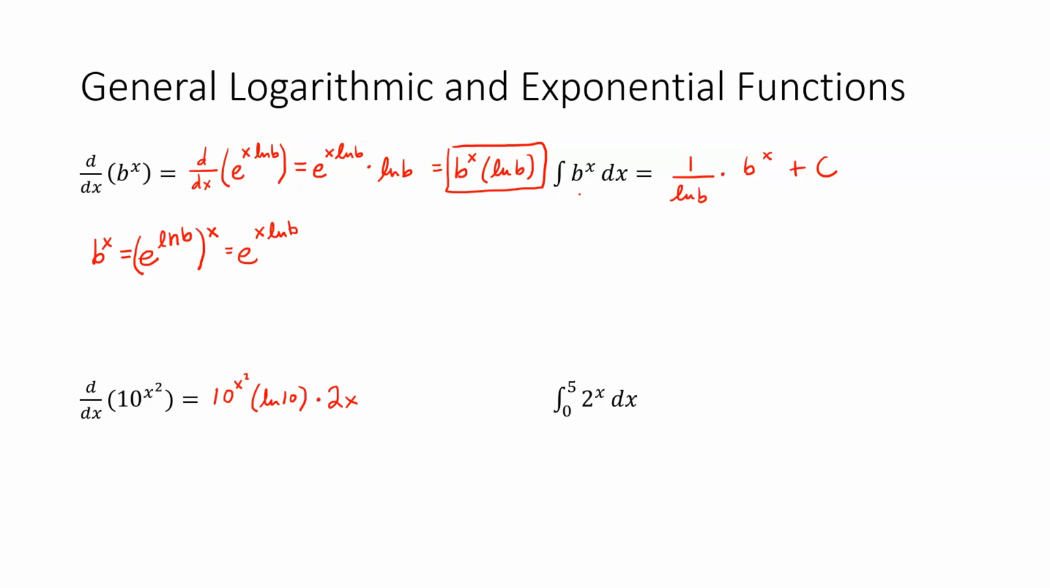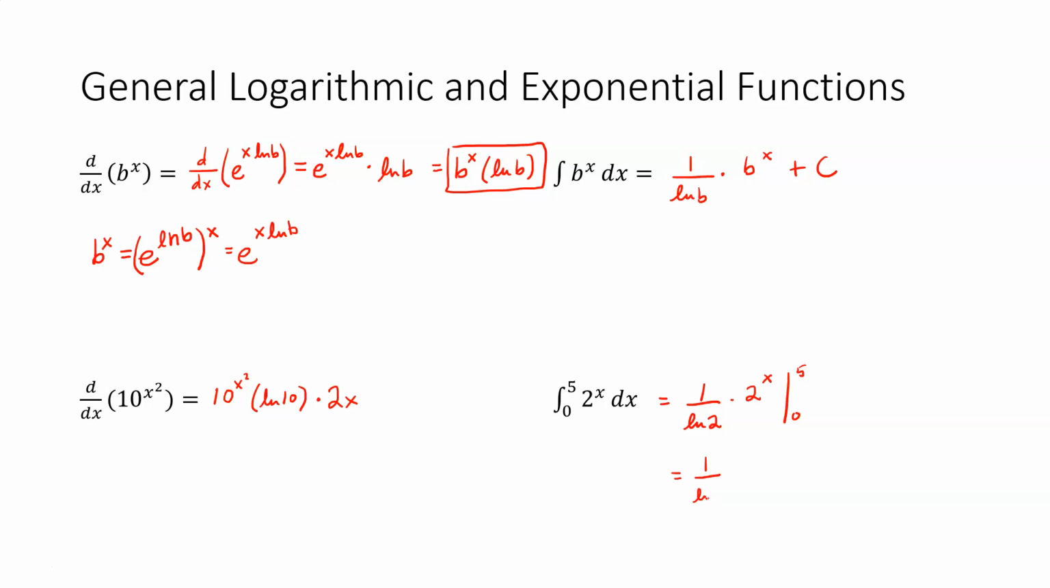Okay, so when we're doing the antiderivative of b to the x, we're going to divide by ln of b. So for instance here, if I want to do the integral from 0 to 5 of 2 to the x, this would be 1 over ln of 2 times 2 to the x, and then we'll evaluate from 0 to 5.